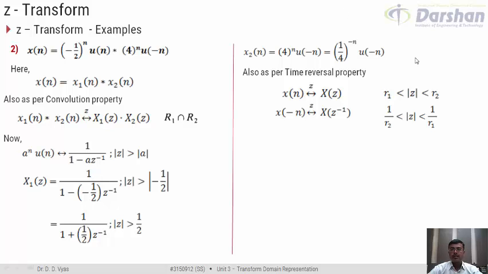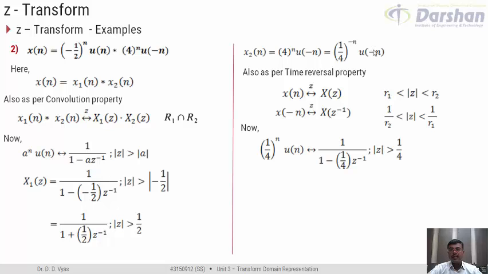The time reversal property says that if x of n has z transform x of z, then x of minus n would have z transform x of z inverse, and the ROC would also get inverted. So now, we know that the z transform of a raised to power n u of n is 1 upon 1 minus a z inverse, so for a raised to power minus n u of minus n, the z transform can be taken by replacing z by z inverse. That is, if we have 1 by 4 raised to power n u of n, then this would give me the z transform 1 upon 1 minus 1 by 4 z inverse with mod z greater than 1 by 4.